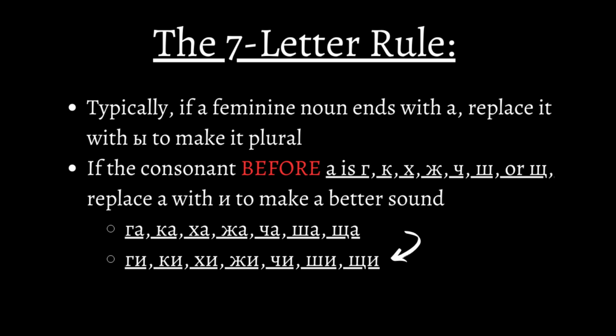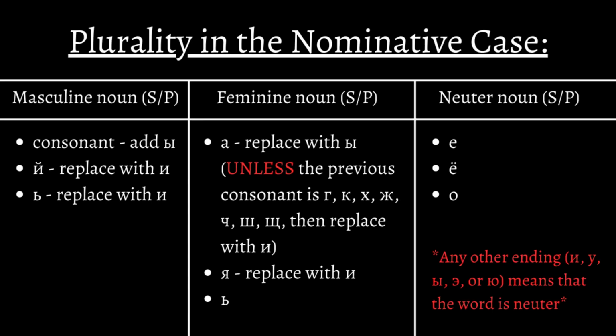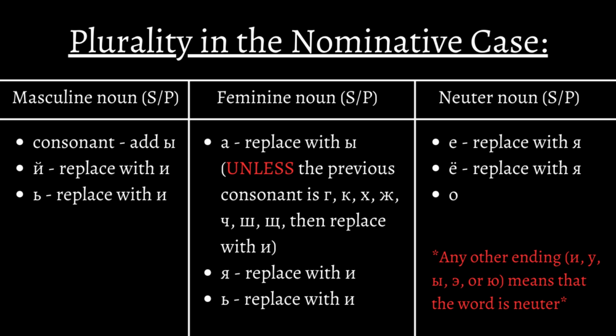It's an exceptional rule that you simply have to apply, because again, it's something that Russian preserved grammatically, and it's done on purpose to make a better sound when the word is said. If a feminine noun ends with я, replace it with и to make it plural. If a feminine noun ends with ь, also replace it with и to make it plural. If a neuter noun ends with е or ё, replace it with я to make it plural. If a neuter noun ends with о, replace it with а.